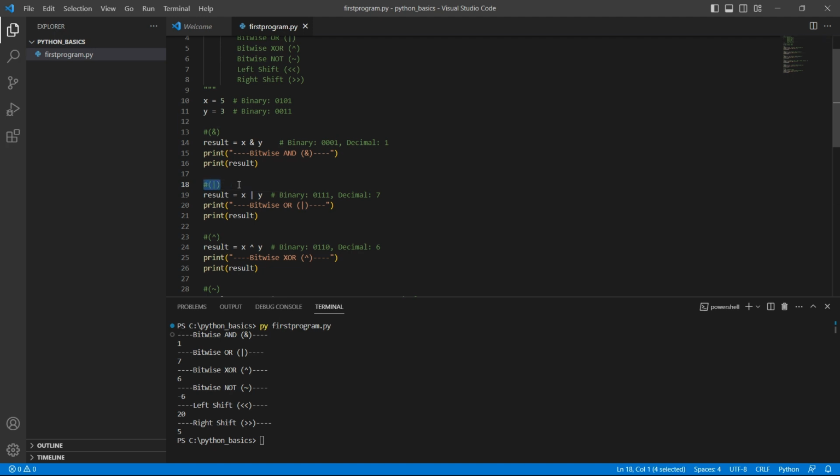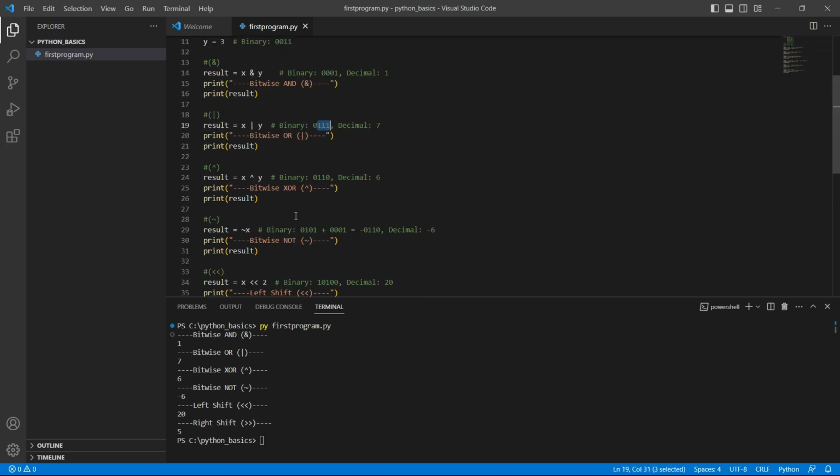Bitwise OR. It returns a new number where each bit is set to 1 if at least one of the corresponding bits of the operands is 1. In this case, the first digit of both operands is 0, so the output is also 0. In all other digits, either of the value is 1, so the output will be 1.